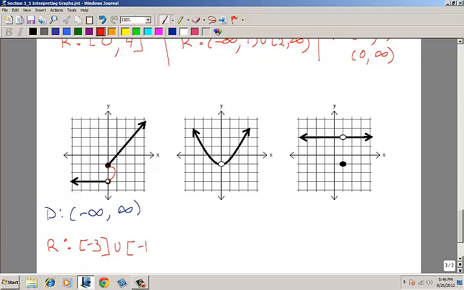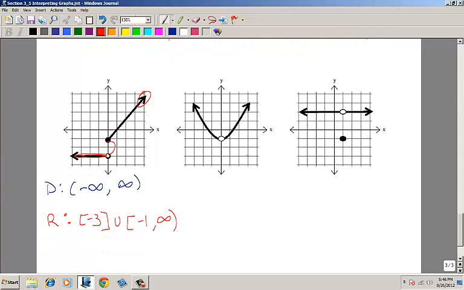The reason I put negative 1 in a bracket is because of that closed circle. Now recall, yes, there's an open circle here, but it gets fixed. My open circle gets fixed with that solid line over there to the left, which is why negative 3 is in brackets. Highest point is an arrow, which means I'm going to infinity. So the range here is negative 3 union negative 1 to infinity.